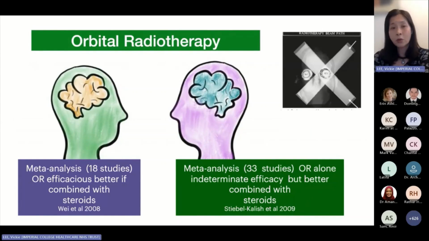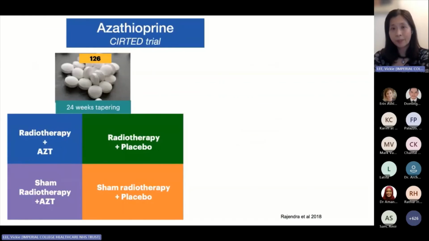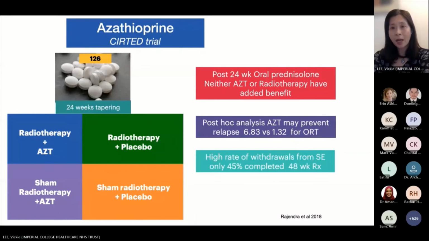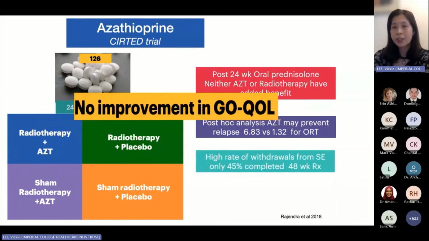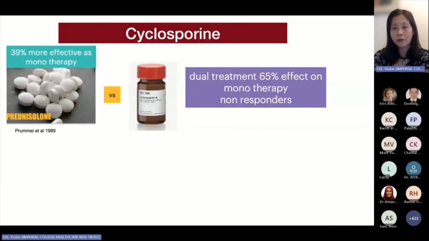One of the popularly used ones is radiotherapy. Again, on meta-analysis, it shows that combined with steroids, it may work better. Azathioprine was studied in the CIRTED trial with a kind of 2x2 matrix. They found that azathioprine or radiotherapy didn't particularly help after using 24 weeks of oral steroids, but possibly azathioprine may prevent relapse. A lot of patients withdrew from this trial, and it didn't improve patients' quality of life.